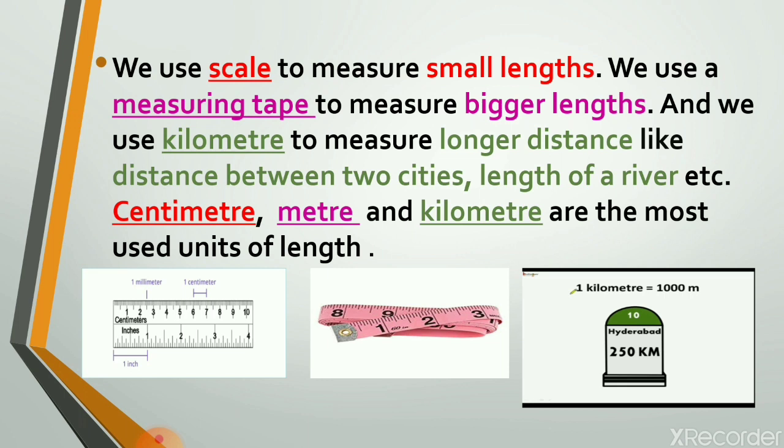We use a scale to measure small lengths. We use a measuring tape to measure bigger lengths, and we use kilometer to measure longer distances, like the distance between two cities, the length of a river, etc. Centimeter, meter and kilometer are the most used units of length. In short, we write meter as m, centimeter as cm, and kilometer as km.